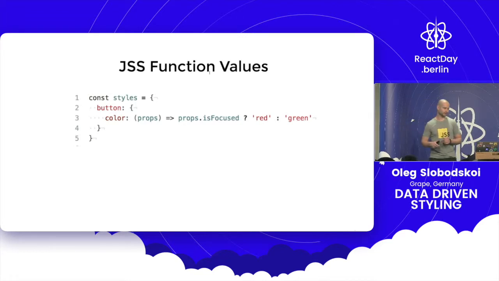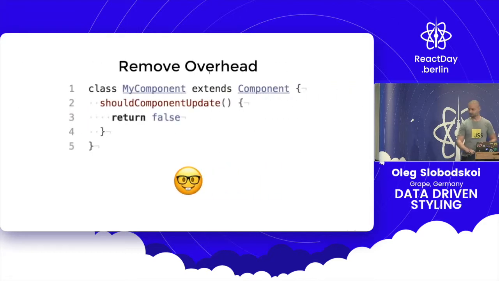And in JSS, we have the function values interface, which is a high-level interface for the same thing, doing these updates very efficiently. Basically, you define a function which returns a value, which is then applied to the CSS rule, and this function gets the latest data if you update your component, for instance. If you want to completely avoid the overhead React components have because of their reconciliation, you just use shouldComponentUpdate false. And then the entire animation or whatever you update is completely outside of the React update cycle.